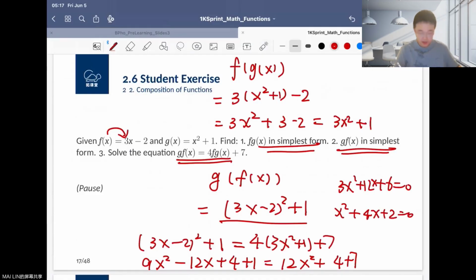So finally, you can use the quadratic formula to solve it, okay? That is for today's lesson, or we can just try to understand how to calculate the values here, okay? So see you next time. Bye.